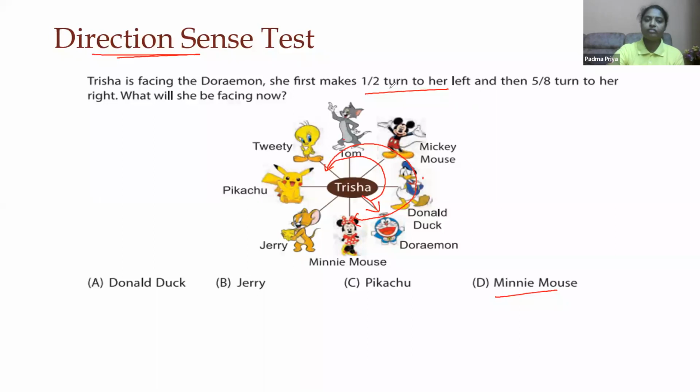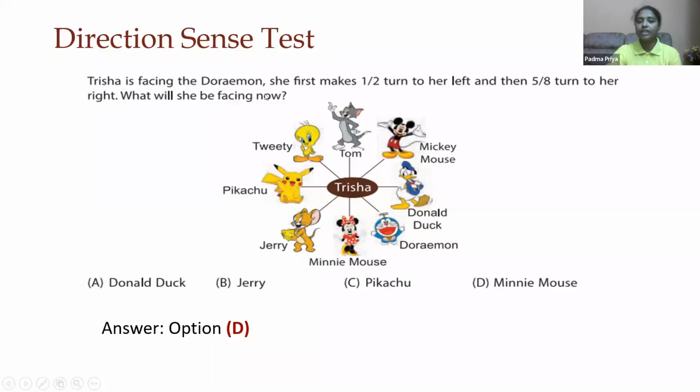So this way, we are solving the questions just by basic logic and observing. And you need to have knowledge of what is half, what is 5/8, what is left turn, what is right turn. These basic concepts you need to correlate with your basic logic. Then you are able to solve the questions by observation. So let's see the next question.